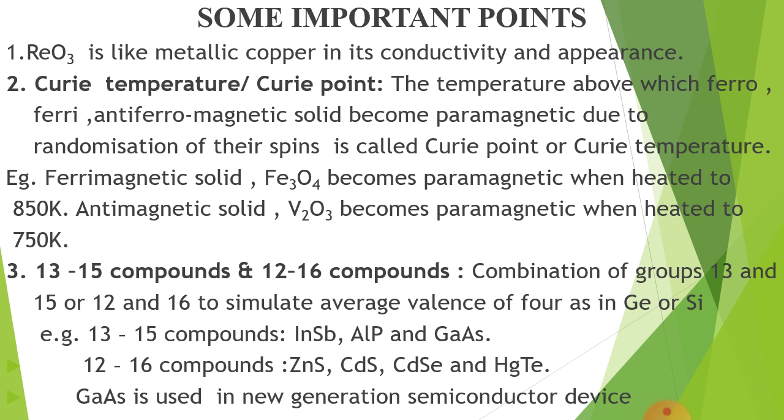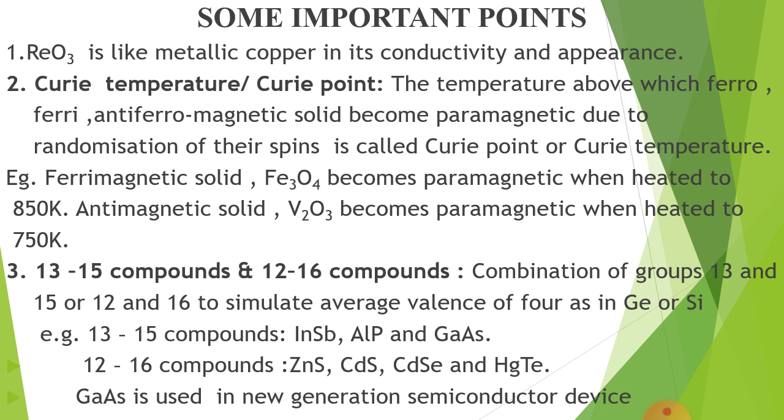For example, the ferrimagnetic substance Fe3O4 becomes paramagnetic when heated to 850 Kelvin. Below this temperature, it behaves as ferrimagnetic, but above this temperature, it behaves as paramagnetic. Like that, the antiferromagnetic solid Cr2O3 becomes paramagnetic when heated to 750 Kelvin.